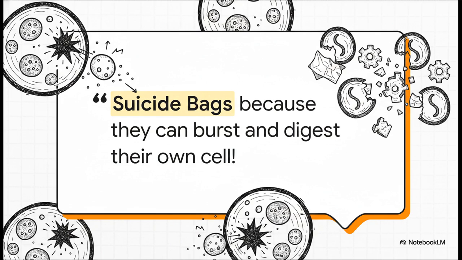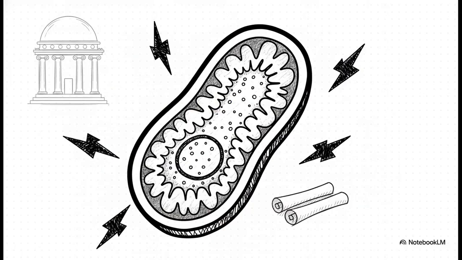But get this, if a cell becomes severely damaged, these lysosomes can actually burst open, releasing those potent enzymes to completely digest their own cell. It's the ultimate cellular self-destruct mechanism, all designed to protect the rest of the organism. Wild, right? Now, let's talk about something that is truly bizarre.